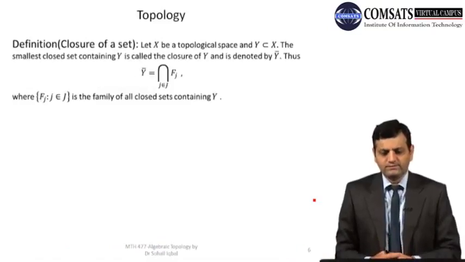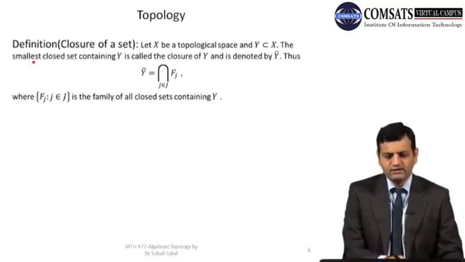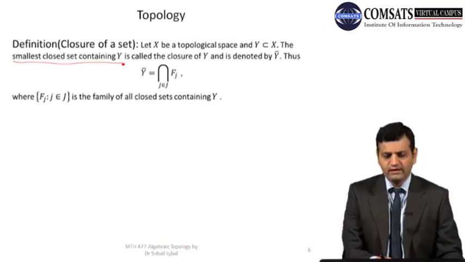So, closure of a set. Let X be a topological space and Y a subset of X. The smallest closed set containing Y is called the closure of Y and is denoted by Y bar. When we say the smallest closed set containing Y, it means it has to be the intersection of all closed sets containing Y. So these F_j's are the family of all closed sets containing Y.